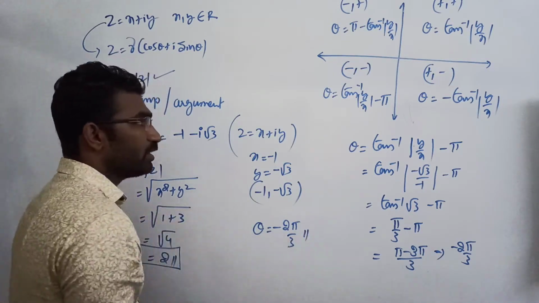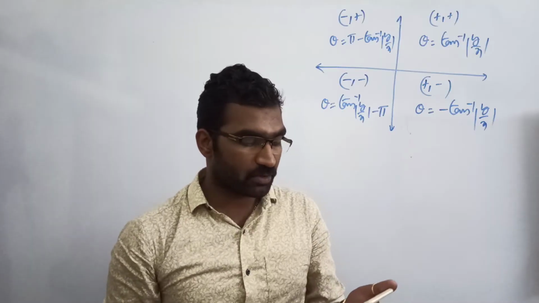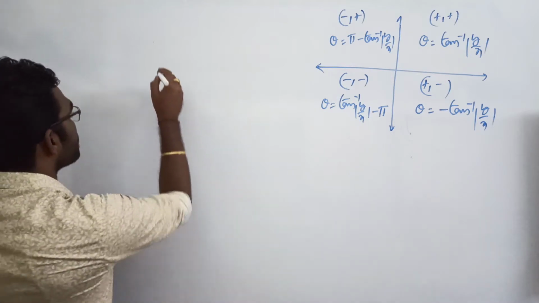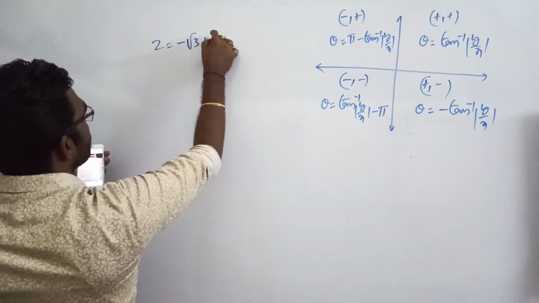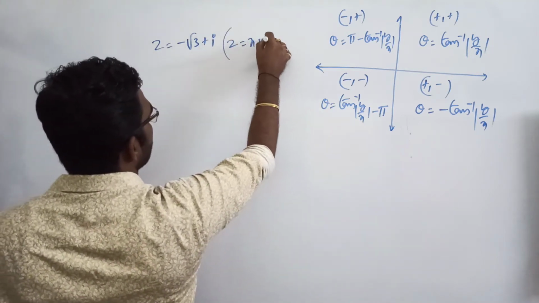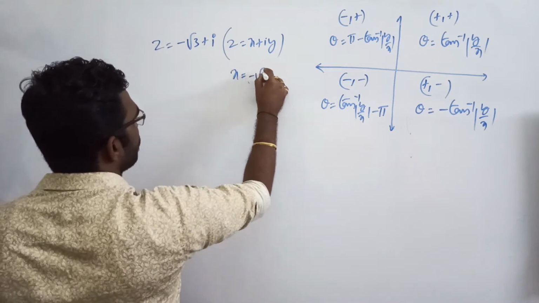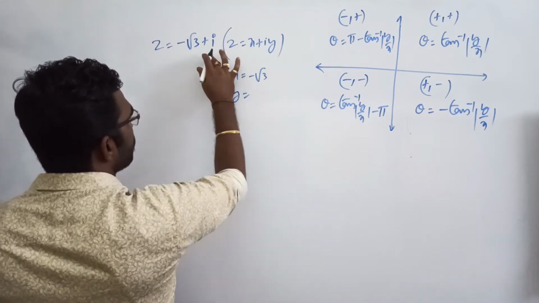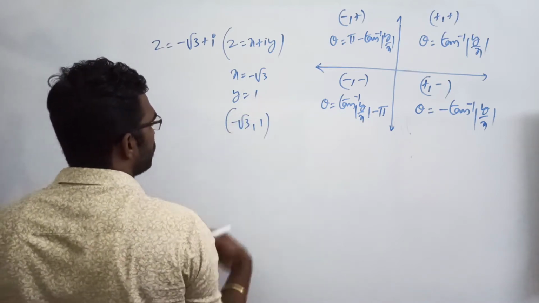Okay, so this is how we are going to use the trick. Let us move on to the next question, which is given by z equals minus root 3 plus i. Just compare this with z equals x plus iy. Therefore x value is minus root 3 and y value is 1. That we will write as the ordered pair (minus root 3, 1).